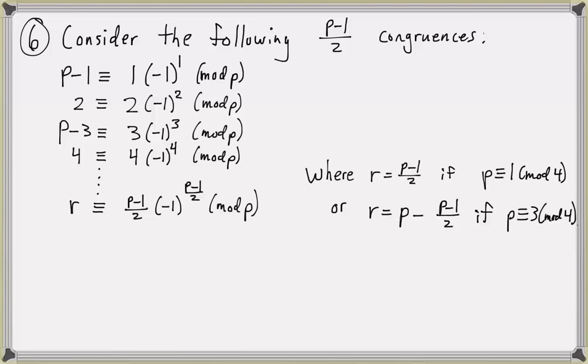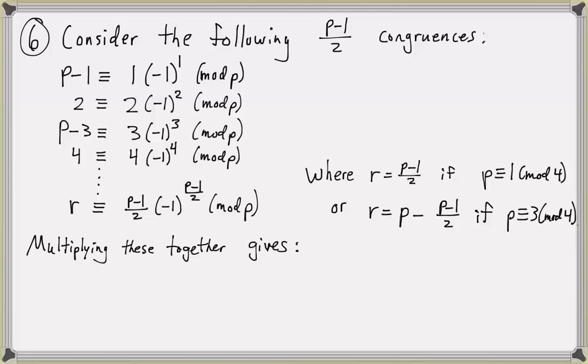Okay, so we have a total of (p minus 1)/2 congruences. Now I'm going to multiply these congruences together. So multiplying these together gives the congruence.